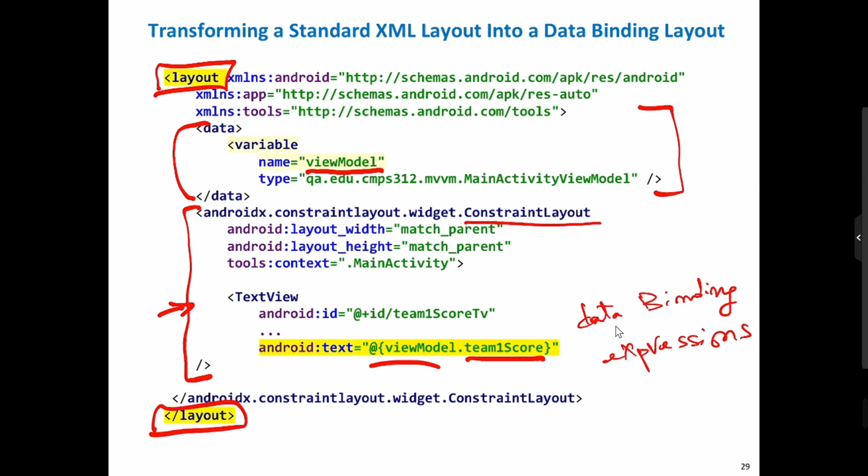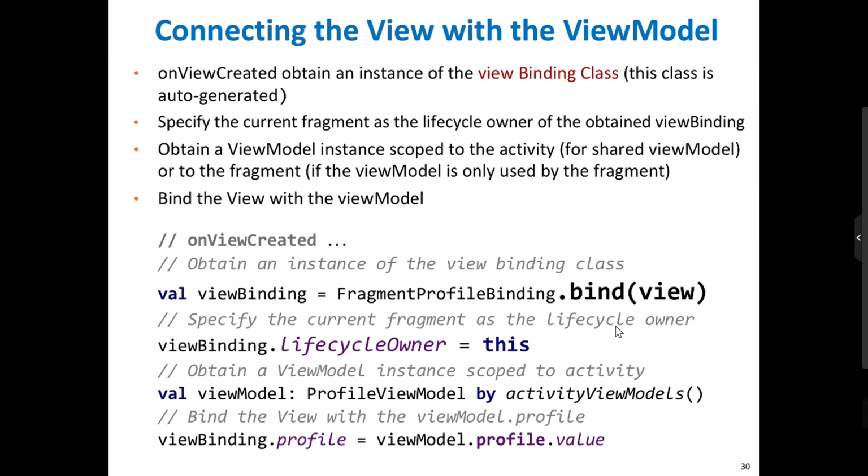Okay. Now, how do we connect the view model with the view? So what is really different here? If you are using a fragment, typically you do this in a fragment, in the onViewCreated method. In onViewCreated, what you do is you do this.